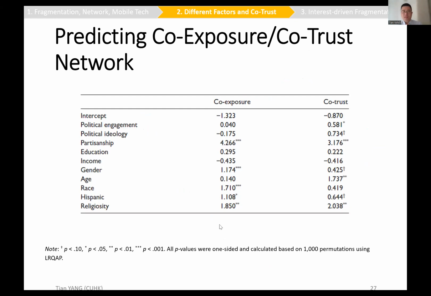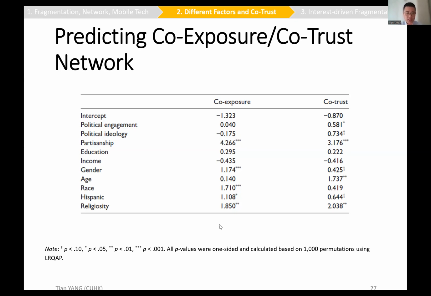So here comes the result. As we mentioned, we construct a series of exposure similarity networks and trust similarity networks with a series of demographic and political factors. And we regress these networks to predict the co-exposure and co-trust networks respectively. In this table, I want to highlight three findings.